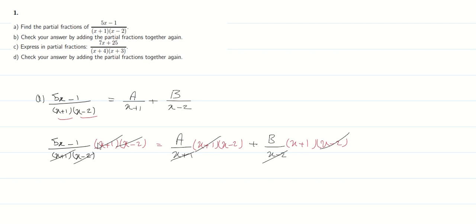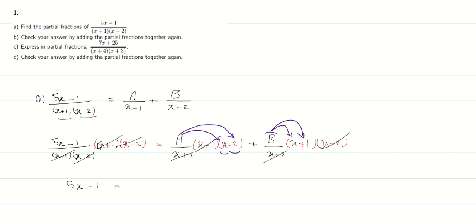So on the left-hand side, we would have 5x minus 1. On the right-hand side, we have A times x minus 2 in the bracket. In order to expand it, we're going to multiply the A value by each of the terms in the bracket individually. We have two terms in the bracket. The first one is x and the second one is negative 2. So A is going to be multiplied by each of these terms individually. For the B, the same thing is going to happen. So B is going to be multiplied by x and by plus 1 in here.